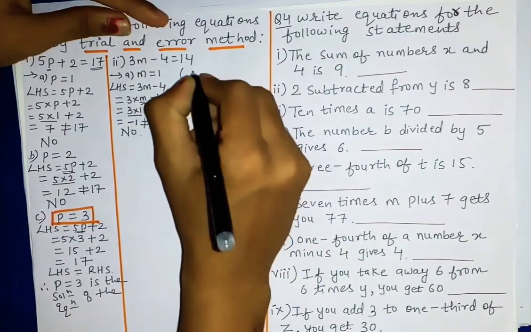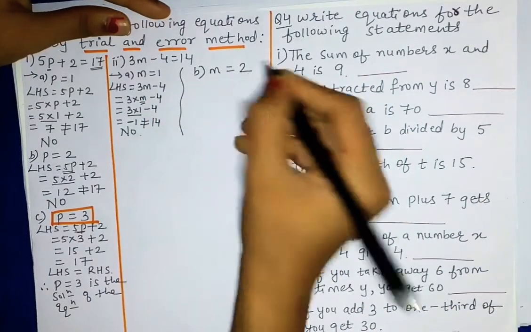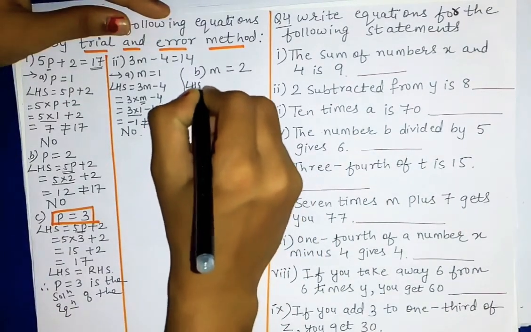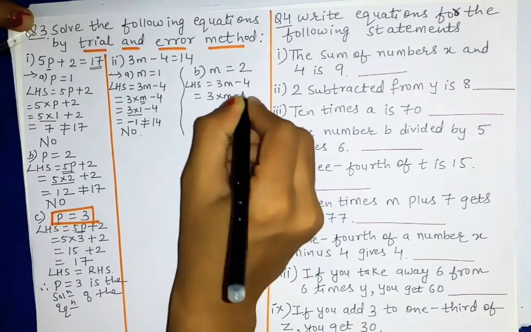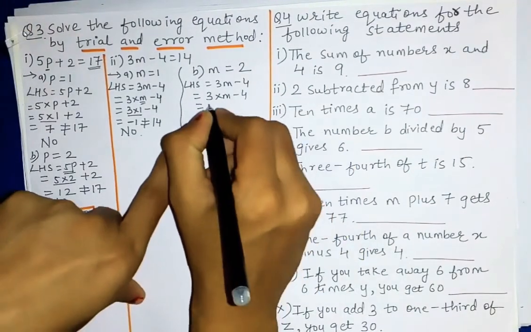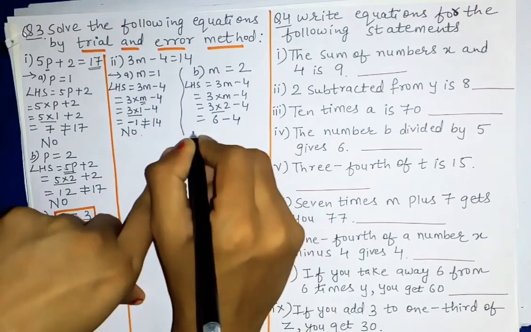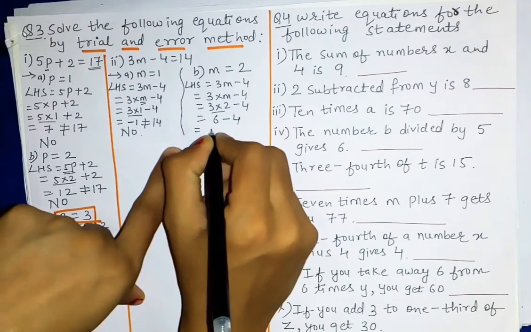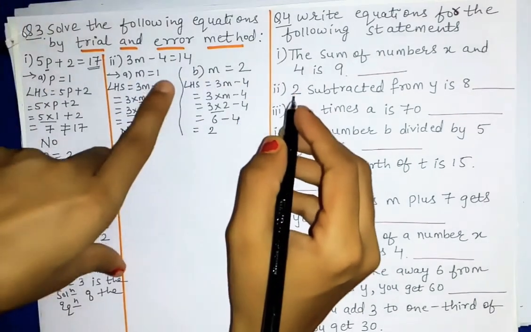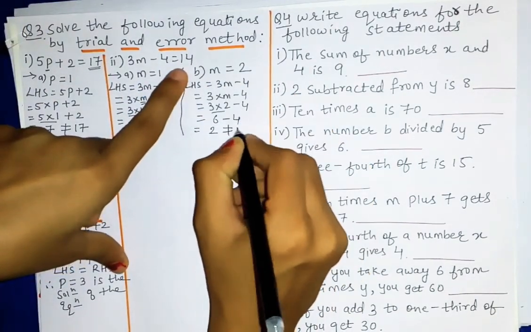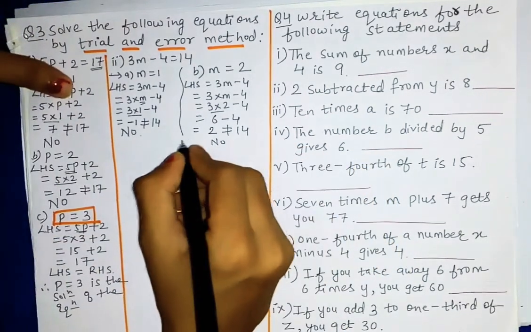Now, second value, I am taking m equal to 2. Okay. So again, LHS part is 3m minus 4. So that is equal to 3 into m minus 4. Now I am taking 2. So 3 into 2 minus 4. So 3 twos are 6 minus 4. So 6 minus 4 is 2. Okay, I am getting 2. But our answer should be 14. So 2 is not equal to 14. So this is also not the correct value.